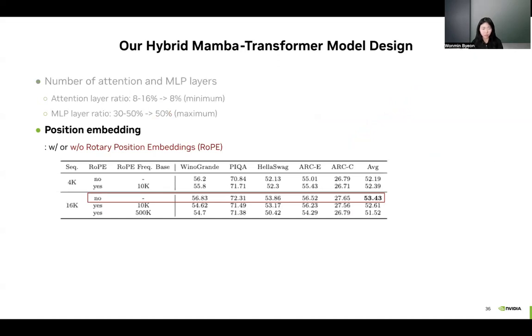Then the next part is the position embedding. We considered rotary position embeddings. And then we found that actually using the rotary position embedding is not very good, especially for longer sequences. The one highlighted is without position embeddings, and the last two are with position embeddings. And you can see that it's better not to use it, so we didn't consider that.